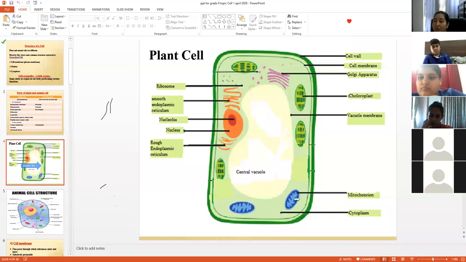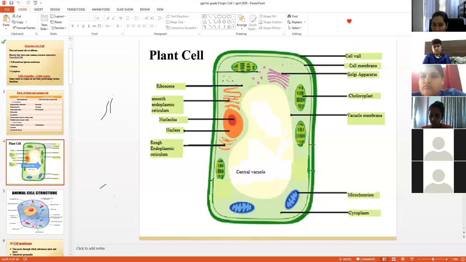Next is a mitochondrion. Children, mitochondria is the plural and the single is mitochondrion. Then is the cytoplasm, which is common to both an animal and a plant cell. Then we have the endoplasmic reticulum. Children, there are two types of endoplasmic reticulum.